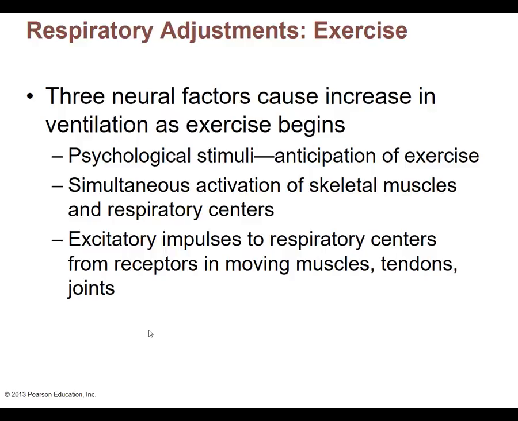Then you have the second part: the skeletal muscles are starting to be stimulated. We're sending information to the skeletal muscles that they need to start working, as well as to the respiratory centers that we need to start contracting more. That's going to change your breathing rate. And then finally, because you have moving muscles, moving tendons, and moving joints, there are receptors there that are saying, okay, we're actually doing something. We truly now need oxygen. Let's get oxygen in, let's get carbon dioxide out.